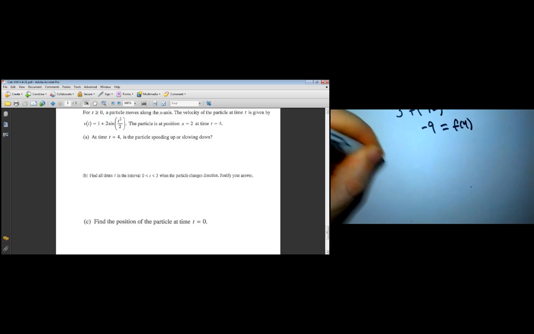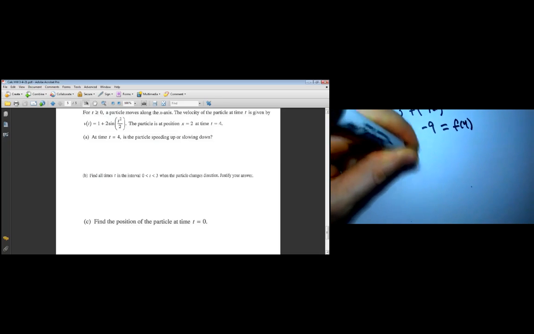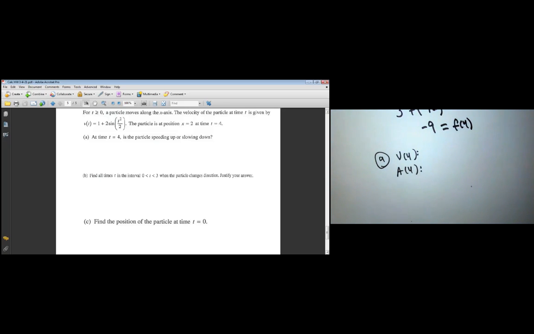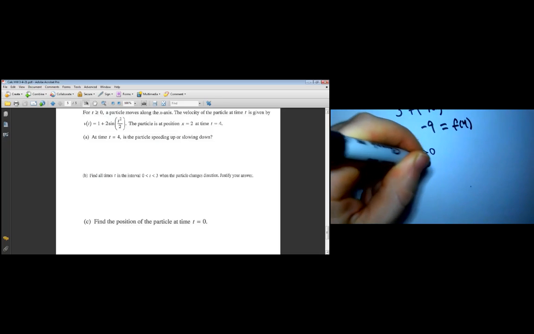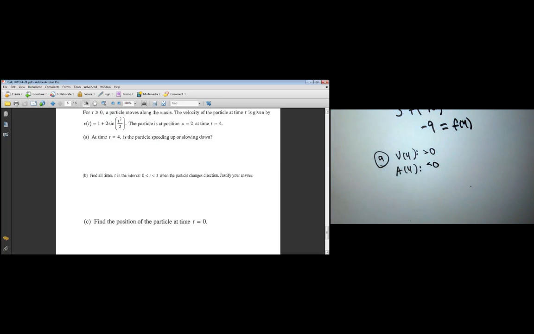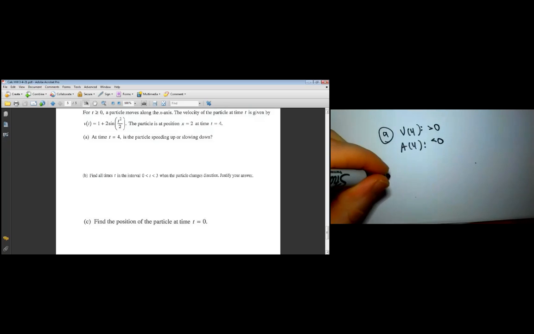So for part A, somebody that did this, tell me about V of 4 and A of 4. What do we got? For A of 4, I forget exactly what it was, but I had a negative. And how about V of 4? Positive. So is it speeding up or slowing down? It's slowing down. Okay, so it would be slowing down because V of 4 is greater than 0 and A of 4 is less than 0, and you could have shown those actual numbers to get credit.